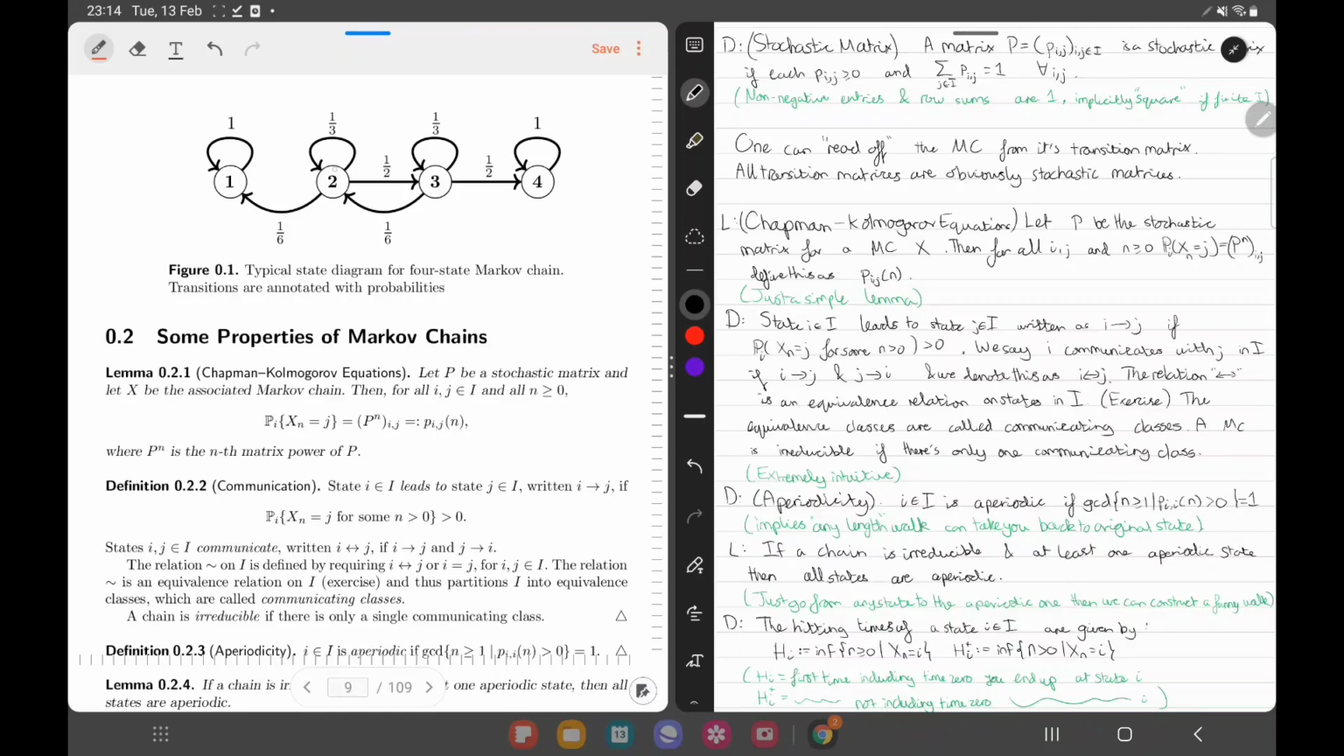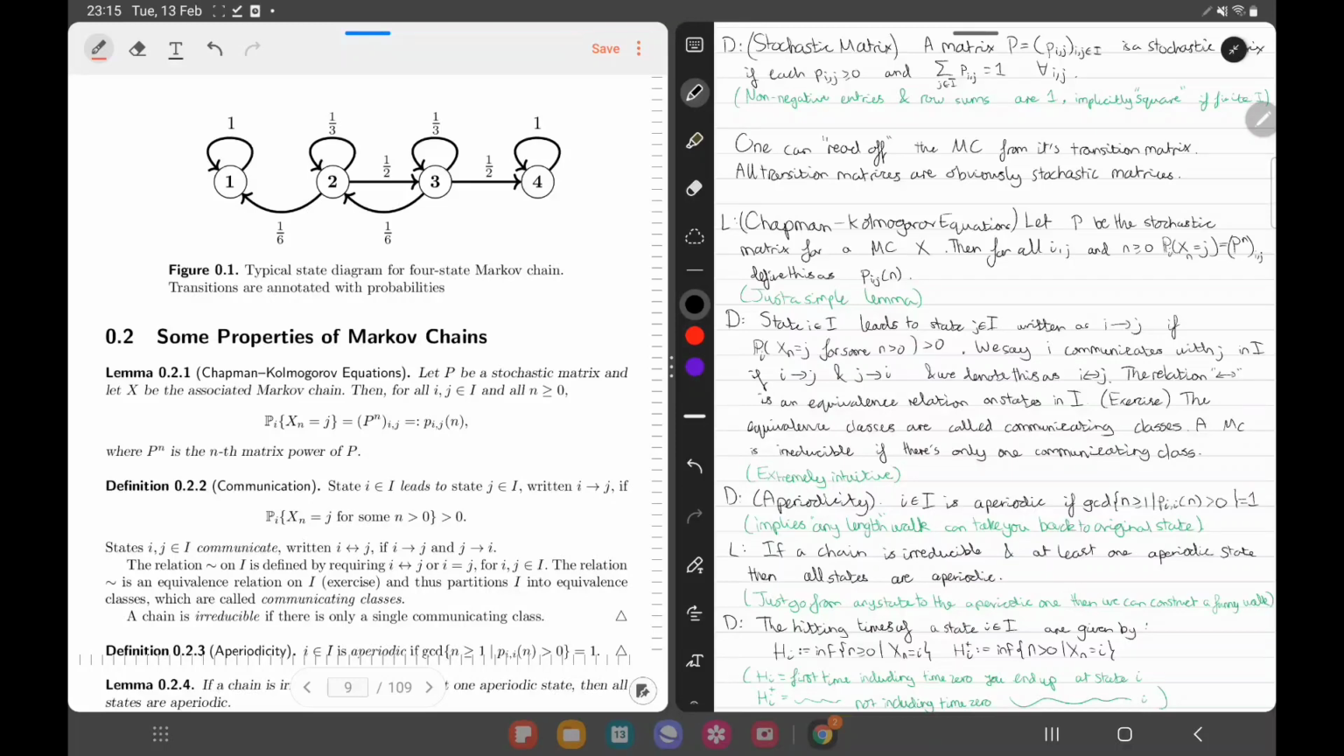But similarly, 3 talks to 2 and 2 talks to 1, so that means 3 talks to 1. That's to say there is this 2-step route of getting to 1. 1 only talks to 1 and it talks to nothing else. 2 talks to 2 by itself, 2 talks to 3, 2 talks to 4. 4 only talks to itself, 3 talks to 3, 3 talks to 4. Really straightforward stuff. Nothing too crazy here. 3 also talks to 2, but I've already mentioned that one.